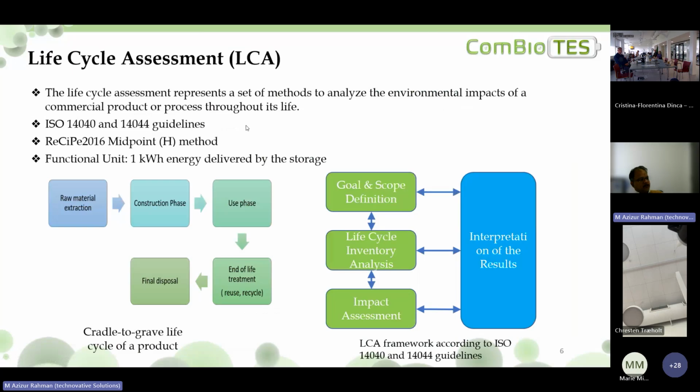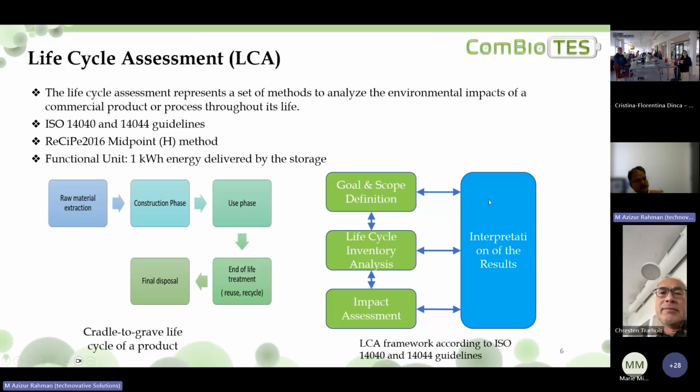Then we performed life cycle analysis. So we use SimaPro software, and this follows the ISO guidelines, and we use the ReCiPe midpoint H method. For the functional unit, we considered 1 kilowatt hour of energy delivered by the storage. For the life cycle analysis, we basically consider a cradle to grave system. So that means the construction phase, use phase, and end of life. Basically these three phases we compared and calculated.